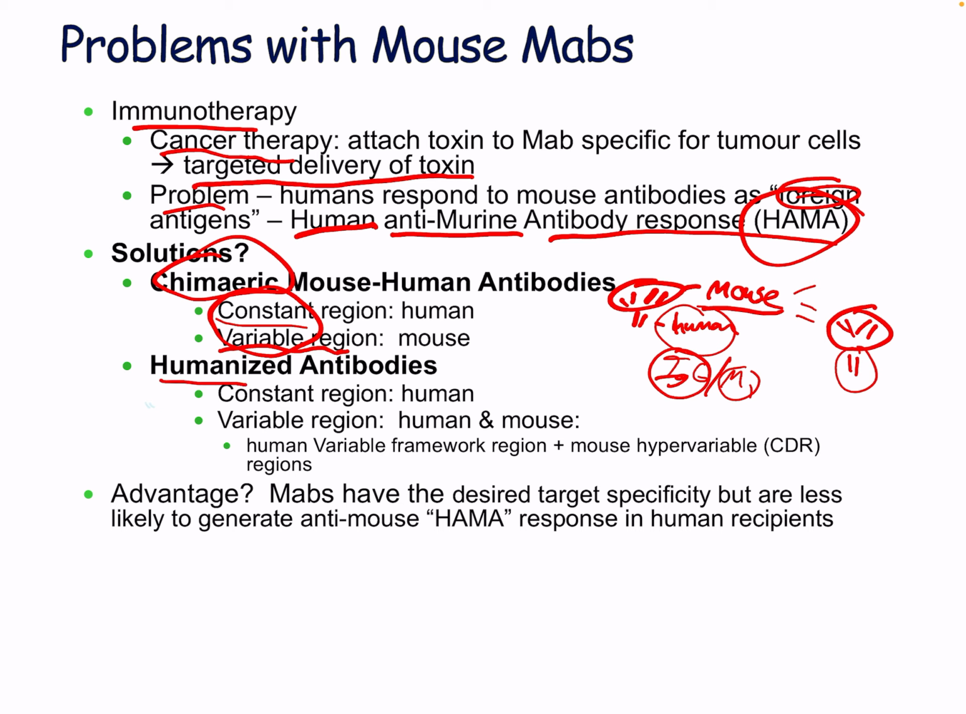We can also use humanized antibodies, which have a human constant region and both human and mouse variable regions. In this case, we have the human variable framework region, and then the mouse hypervariable or CDR regions. The advantage is that these monoclonal antibodies have the desired target specificity, but are less likely to generate anti-mouse responses in human recipients with these two solutions. So again, a lot of crazy advanced science going on here.